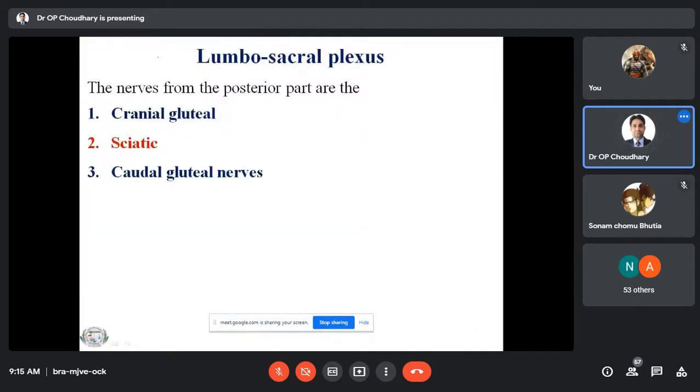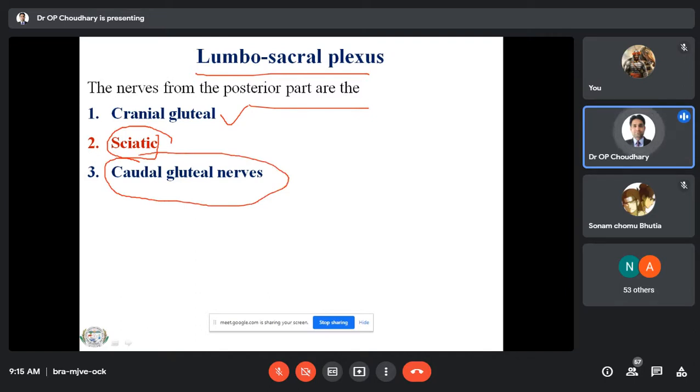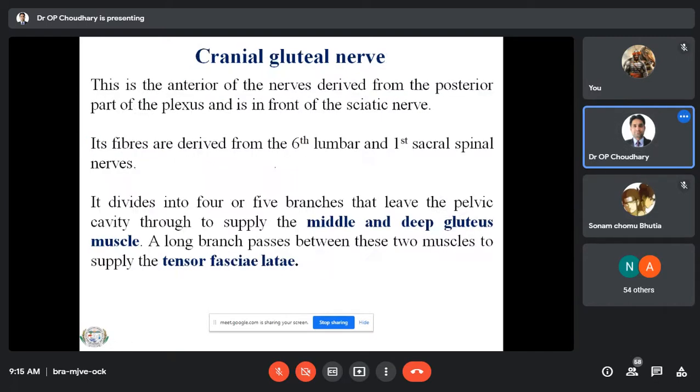Then the posterior part of the lumbosacral plexus is usually formed by 3 nerves: the cranial gluteal, the sciatic nerve, and the caudal gluteal nerve. Between the cranial and caudal gluteal nerves, there is one more nerve called the sciatic nerve. The first is the cranial gluteal nerve, the anterior of the nerves derived from the posterior part of the lumbosacral plexus, and it is situated in front of the sciatic nerve.